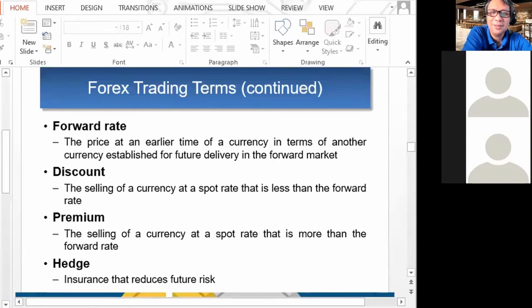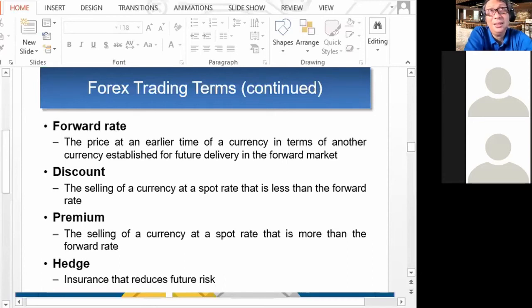So, pagka discount rate, in the future, nagmahal yung dollar. Discount rate yun. Pag premium rate, ibig sabihin sa future, nagmura naman yung dollar. So, be careful with that, class. Questions? Medyo tricky yun, yung discount rate. So, be careful with that. Discount rate sa premium rate.